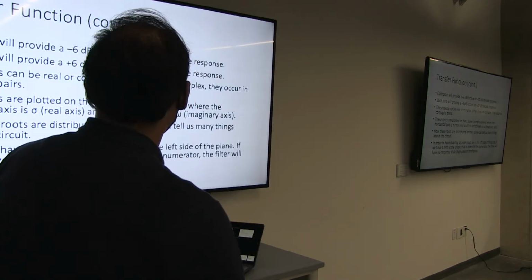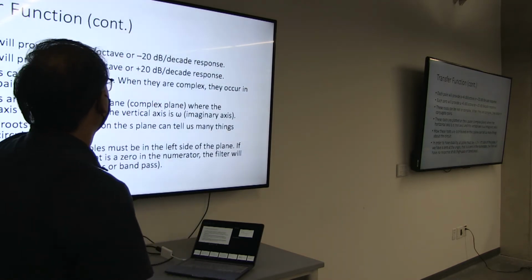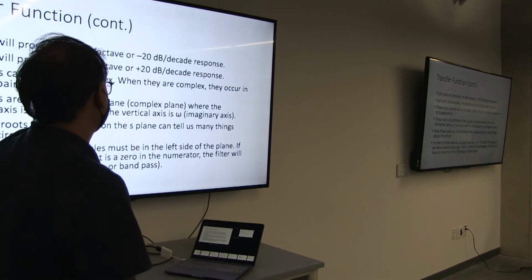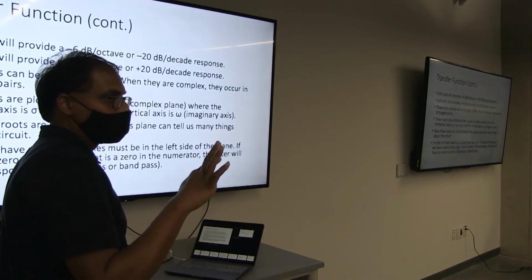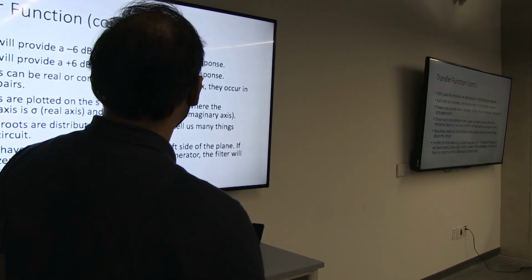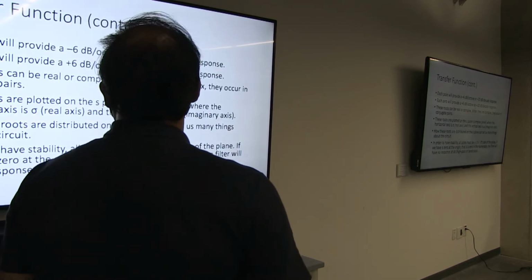So here are a couple of points that we should note. Each pole is minus 20 dB per decade. Minus 20 dB per decade is basically minus 6 dB per octave. Octave is if we double the frequency. And each zero is the opposite. It's just we go in the opposite direction.